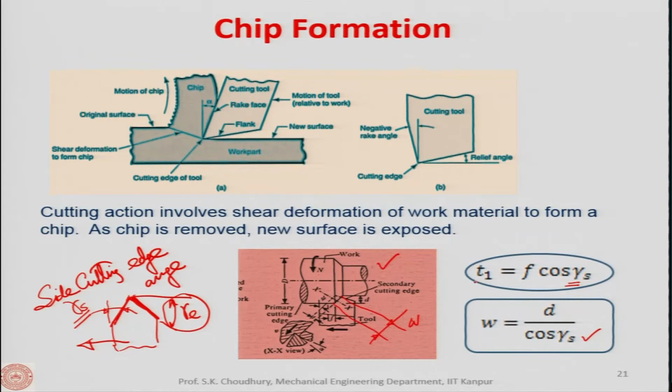T1 is a geometrical parameter, F is a geometrical parameter, width of cut and the depth of cut. So, they are related in this way. You can understand that T1 and W, their product is equal to F into D, all right. So, W T1 is equal to F into D, because cos gamma is getting cancelled.